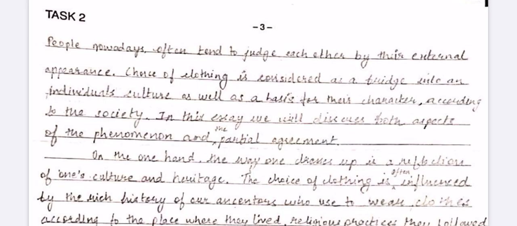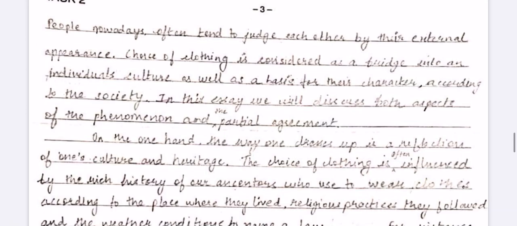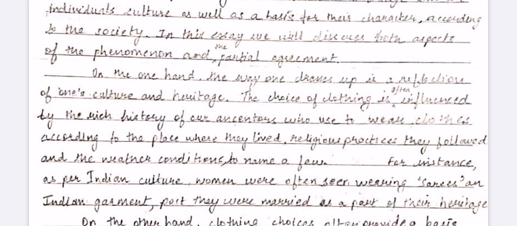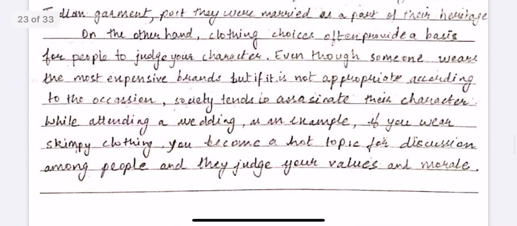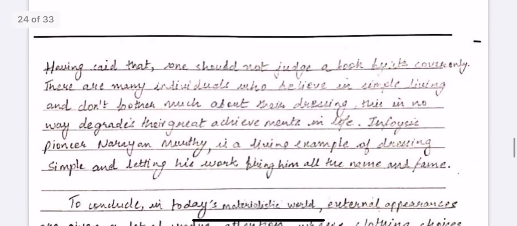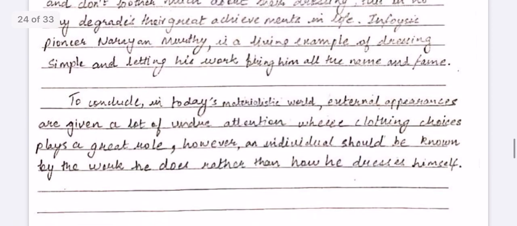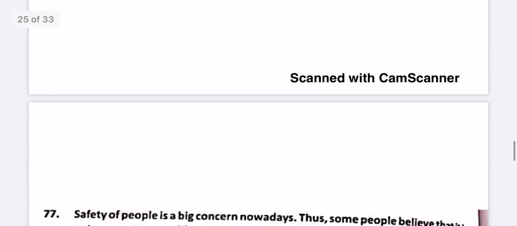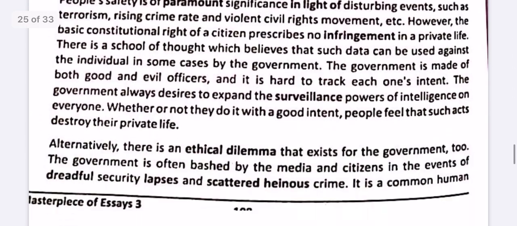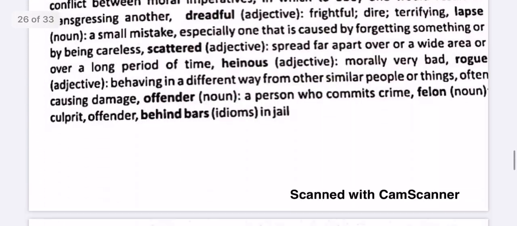This is also another way of stating your thesis: a factual statement is there, a restatement is there, and in this way also you can express your partial agreement. On the one hand, reason, then example; on the other hand, reason, example. Having said that, what can be alternative ways of dealing with it or resolving the issue, along with reason and example. Then to conclude. This is another example of a 'to what extent' essay.